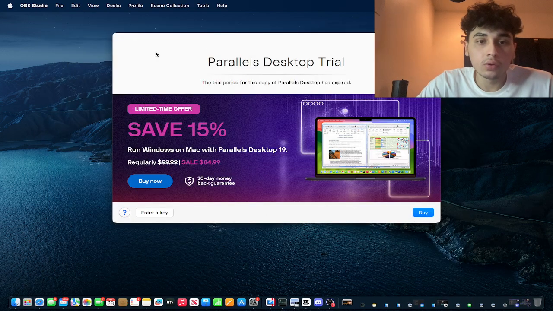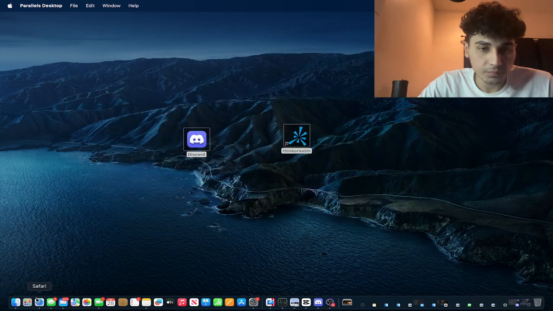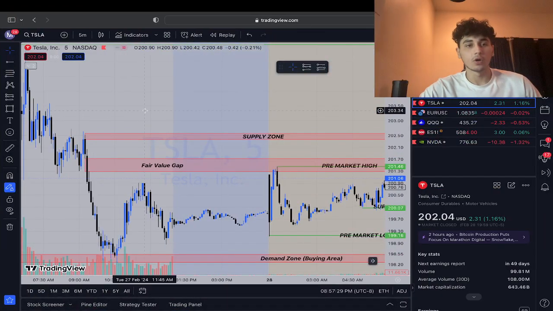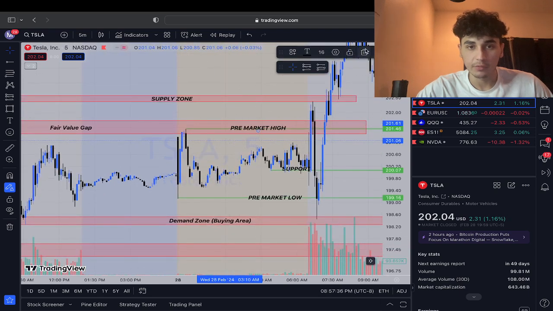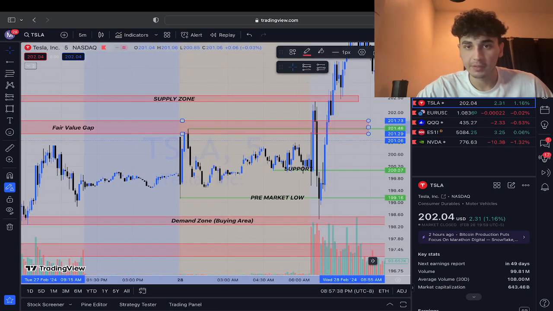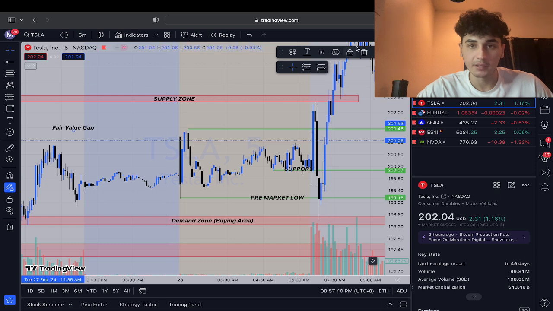Let me get rid of this. Okay, cool. So I'll go ahead and we'll stay on Tesla here. Let me just get rid of pretty much everything but our supply and our demand zones.